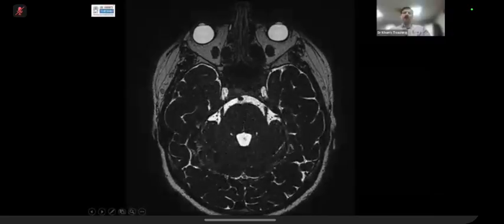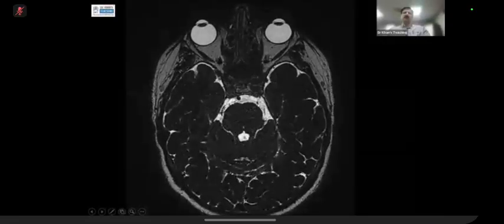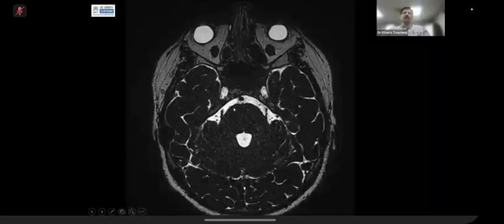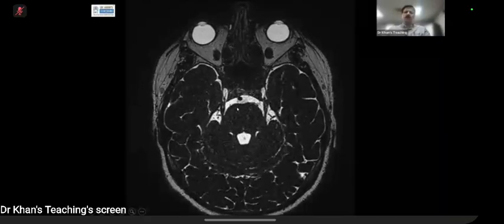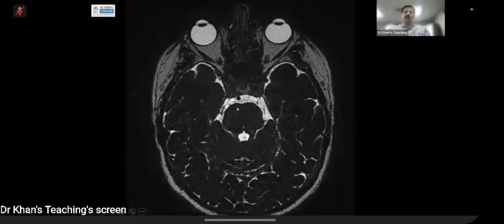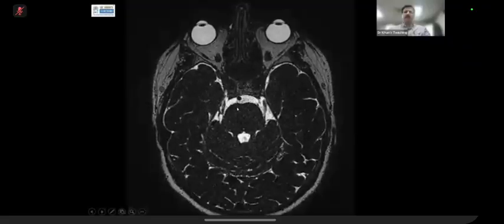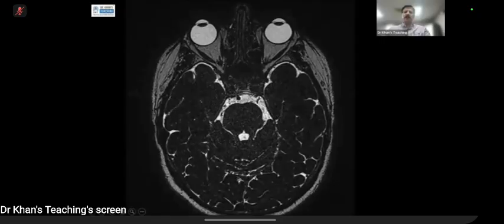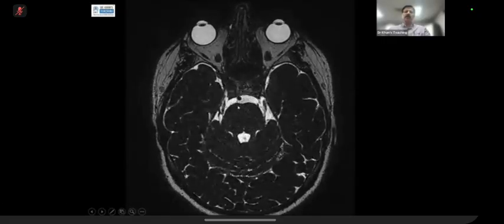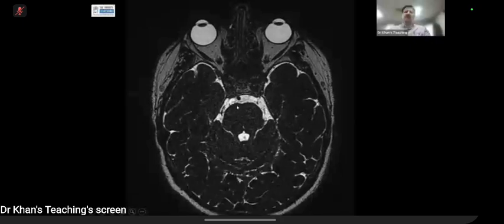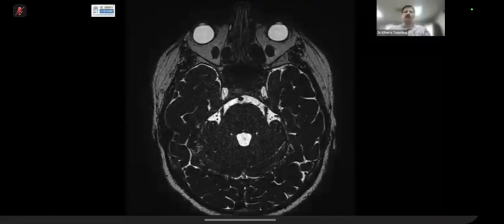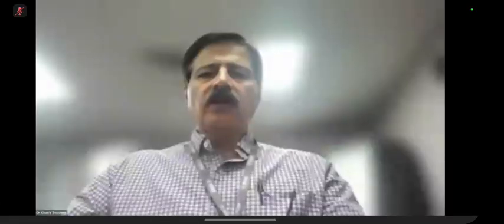Now, if you look very carefully on this, we might be able to see the sixth nerve. The sixth nerve has to go anteriorly from the pons. So if you see here, for example, this thing where I'm pointing out, it goes here. So this is the sixth nerve, which is passing into the sphenoid bone there.